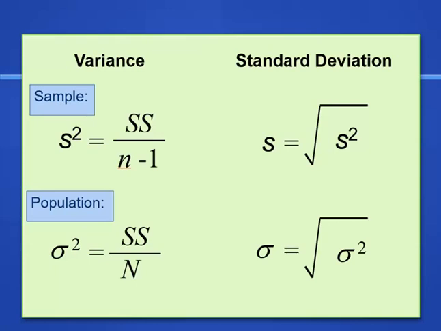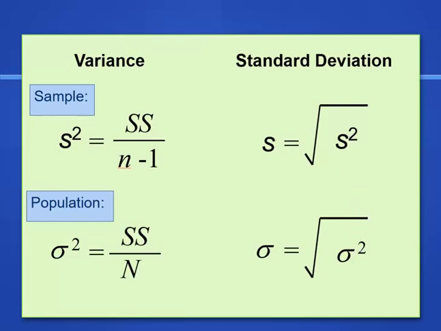Also, calculating variance and standard deviation can be accomplished by breaking it down into a series of discrete steps. To calculate the variance, first we need to figure out what we're going to put in this numerator. We call this the sum of squares, and don't worry, I'm going to talk about that on the next slide. Then we need to put something in the denominator, either n minus 1 if we're computing variance for a sample, or N if we're computing variance for a population. Once we've computed the variance, the standard deviation is nothing more than the square root of our variance.